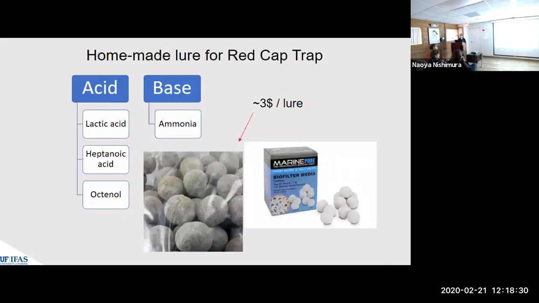Here we have a homemade chemical lure. This lure consists of 2 ceramic spheres, and in each sphere we add a base solution and an acid solution, and we place it on the bottom of the red cap trap, but we also tested it with the BG trap.